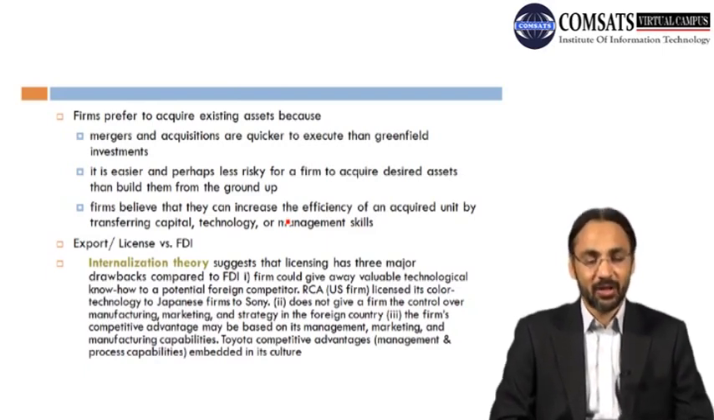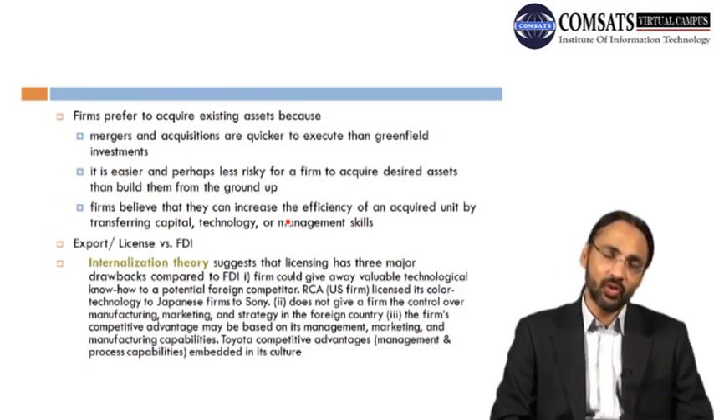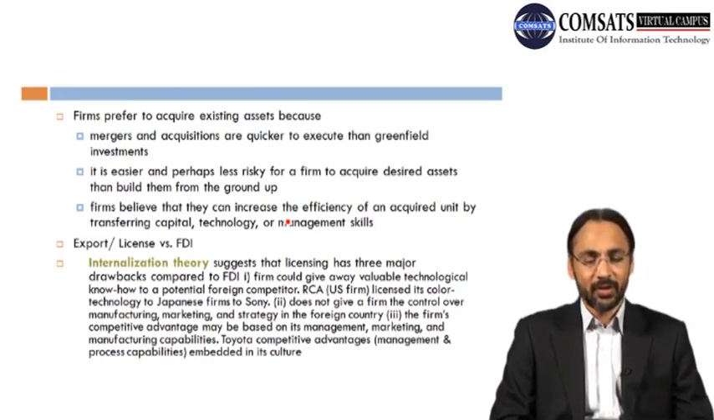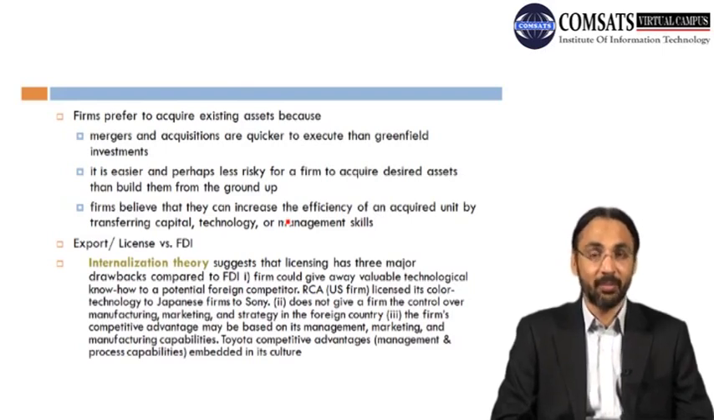The next point that we had discussed was the internationalization theory, which can explain the flow of FDI. The internationalization theory, which is also known as the market imperfection theory, suggests that licensing has three major drawbacks. The first is that it could give valuable technological know-how to a potential foreign competitor, like we said.